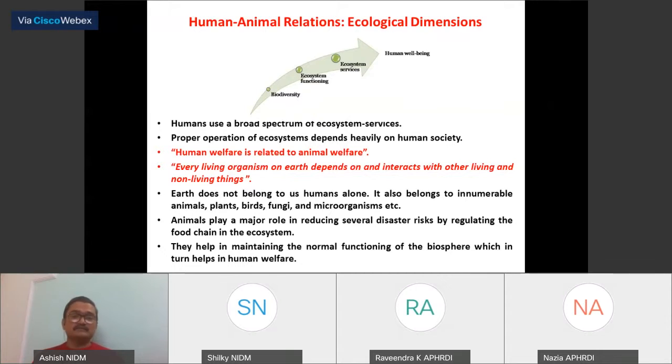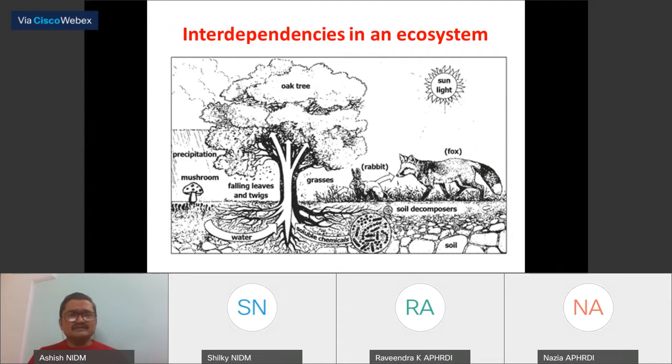Animals play a very important role in reducing several disasters. During times of disaster, they help us immensely. In the coming slides, I will be telling you how they are important to us in our own DRR. So when they are helping us in our own DRR, we should be very curious, cautious, and forthcoming with respect to what we should be doing for their DRR. We should be very balanced in that. This schematic diagram talks about the interdependencies of various species with each other in the ecosystem.